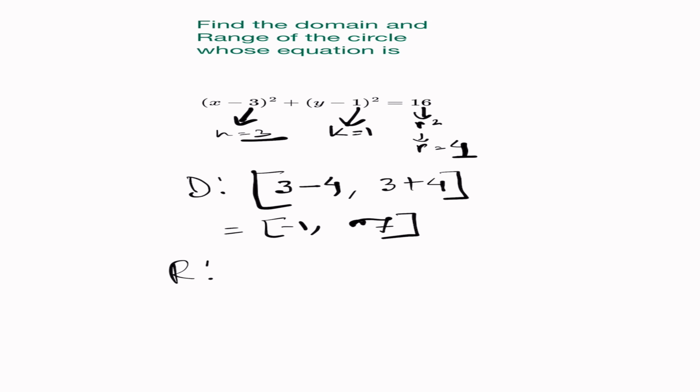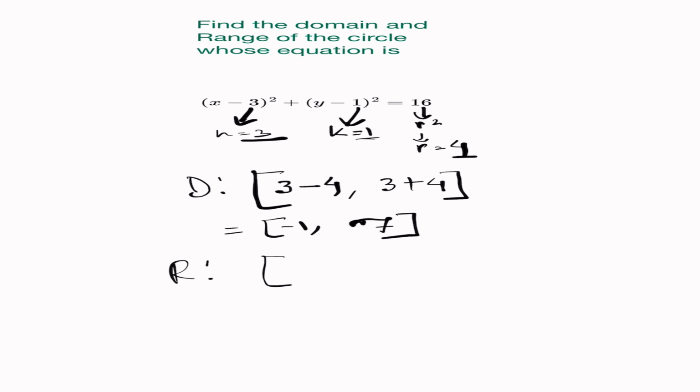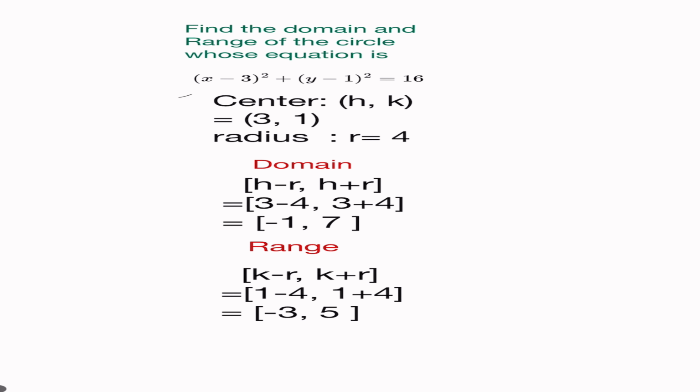Now for the range, however, we have the formula k minus r, k plus r. So our k is 1. So 1 minus r, which is 4, comma 1 plus 4. Okay, so that will give us -3 comma 5. So I wrote it down in a clear version here. I explain everything here. You can say the domain and range, right? So that's our answer.